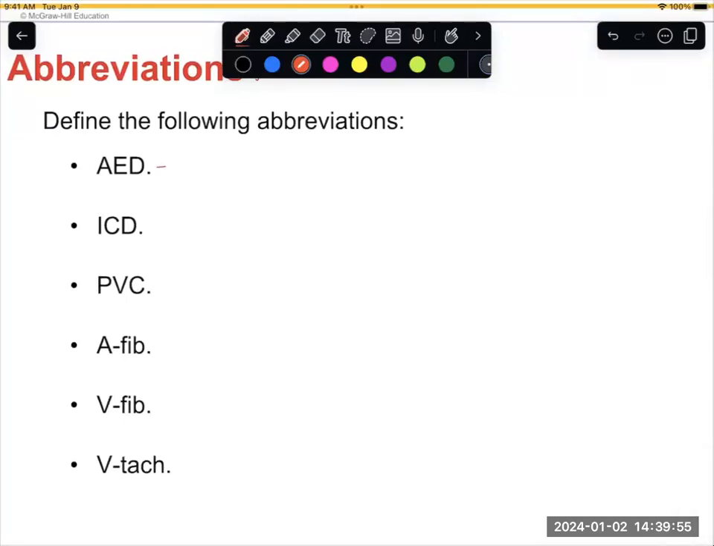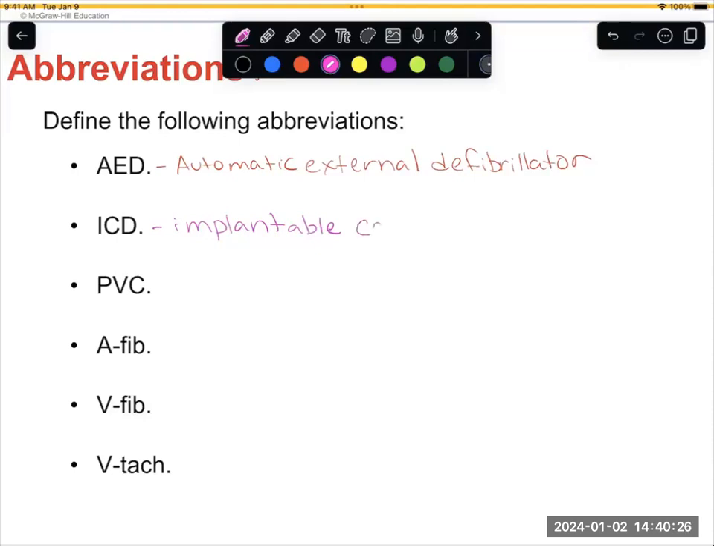An AED is an automatic external defibrillator. ICD is an implantable cardioverter defibrillator.